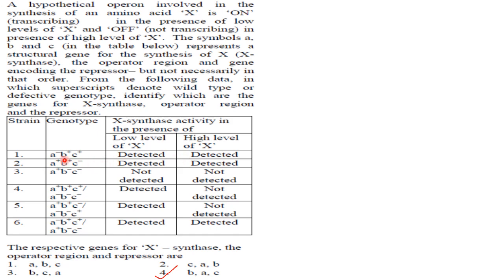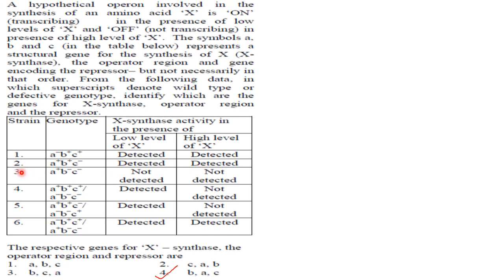Because at low level of X it is detected, and high level of X synthase activity is detected. Then next one, C minus, A plus B plus and C minus, it is detected and also detected at high level of X. But B plus and X synthase activity is detected, so B can be the one coding for X synthase.